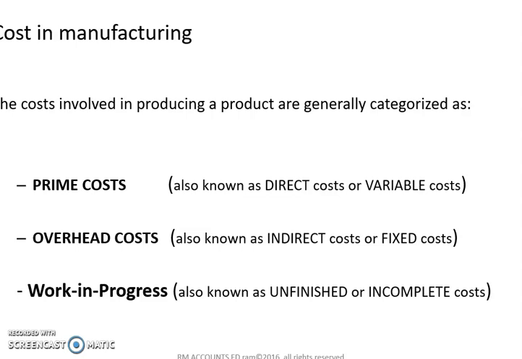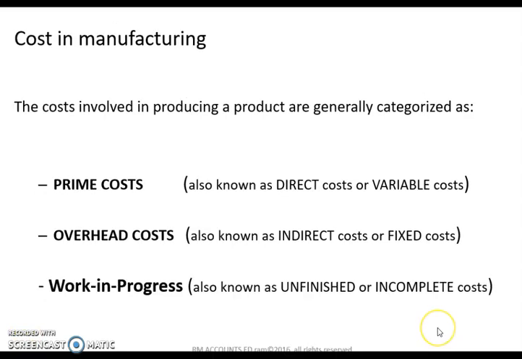involves, we could separate into three general categories: prime costs, overhead costs, and work in progress. So the prime costs, also known as direct or variable costs. The overheads, also referred to as indirect costs or fixed costs sometimes. And the work in progress, which is sometimes referred to as unfinished work or incomplete work. So we're going to try to examine these categories.